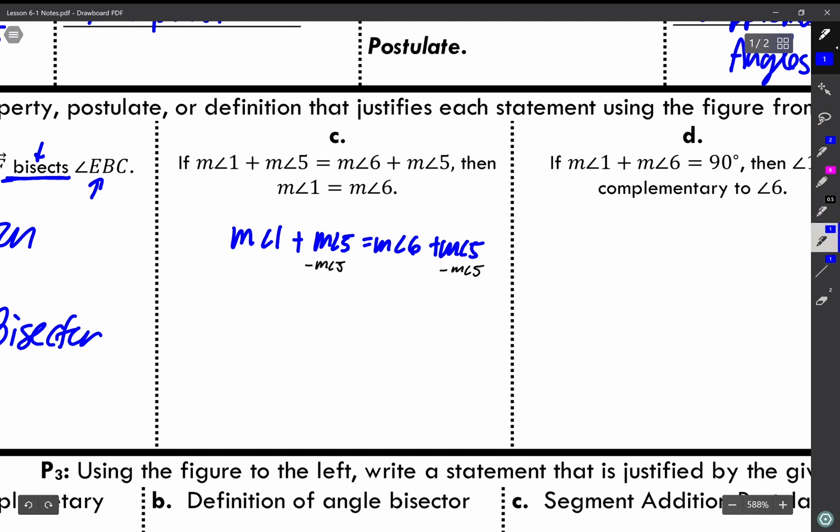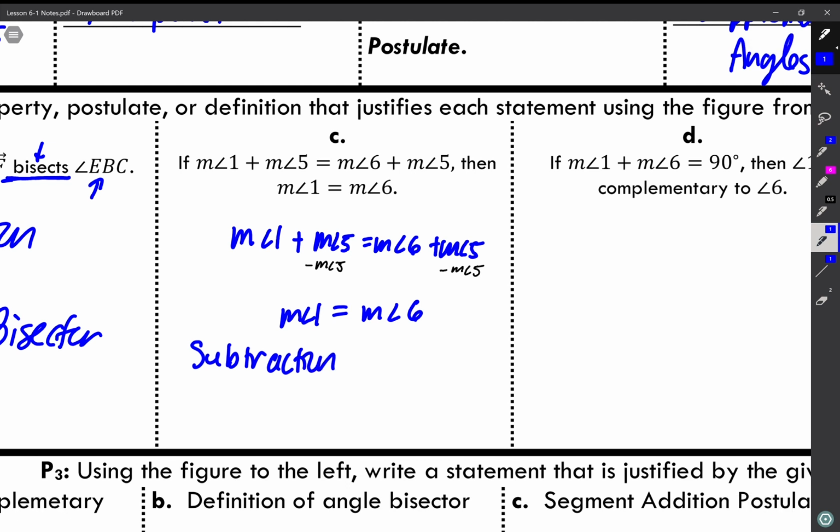Then I'm just left with the measure of angle 1 equals the measure of angle 6, which is what the second statement says. So all I did here was subtract the same thing from both sides. So the answer for this one is the subtraction property of equality. This example shows us that we don't just have to have x or y to be able to do this, okay? It means literally any number we can add or subtract from both sides and still use this property, okay?